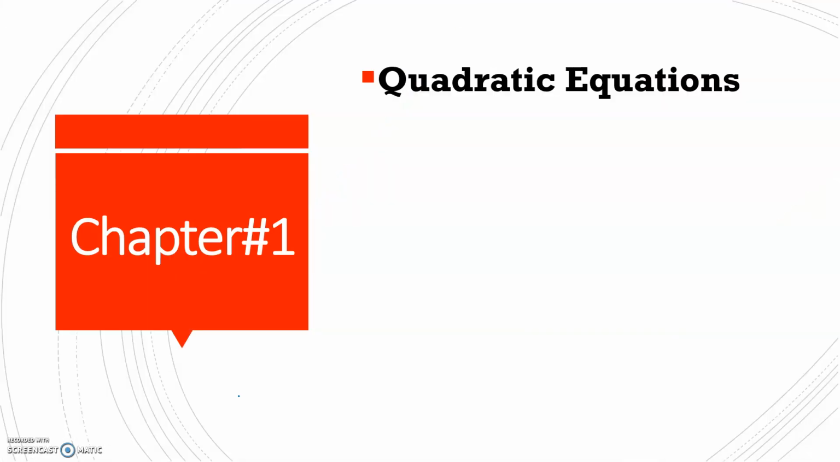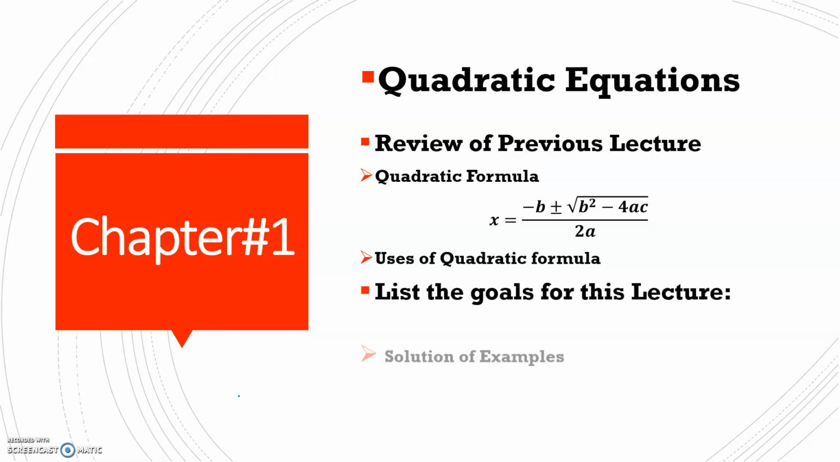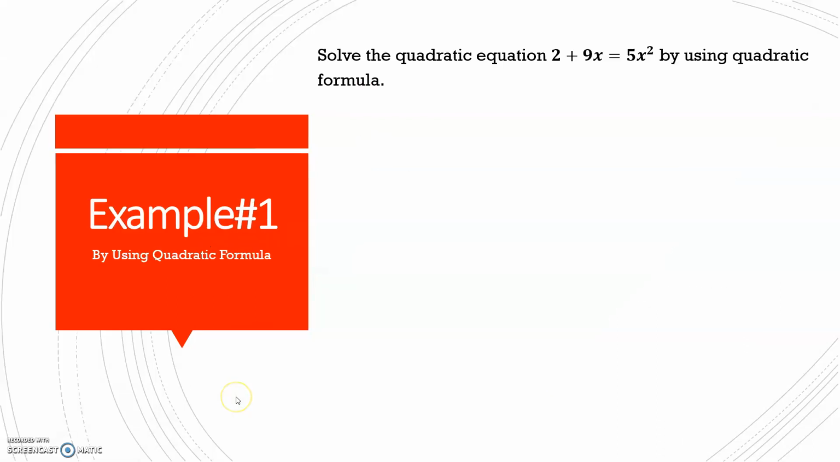Welcome students. Chapter number 1 and the topic is quadratic equations. Quickly, we will go through what we have learned in our previous lecture. Quadratic formula, that is x is equal to minus b plus minus square root of b square minus 4ac over 2a, and uses of quadratic formula. In this lecture, we will solve examples and exercise 1.2.